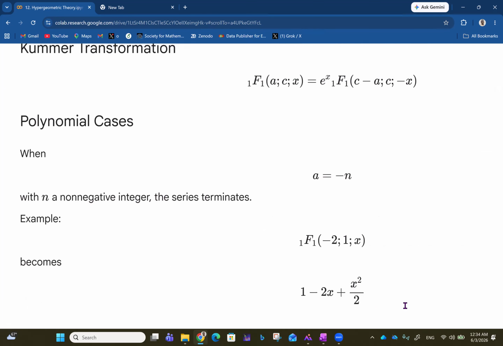Then we have the polynomial cases. So when a is equal to minus n, with n a non-negative integer, then the series terminates. Like in this case now, if a is equal to minus n, in that case the series terminates. So for example, if you have 1F1(-2; 1; x), then that simply becomes 1 minus 2x plus x squared over 2. So whenever we have a equal to minus n, with n being a non-negative integer, then we say that the series will always terminate like that.